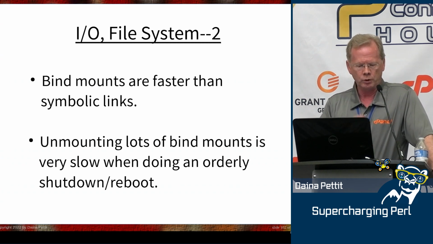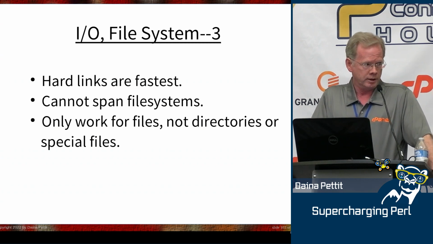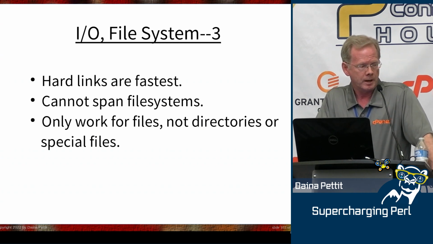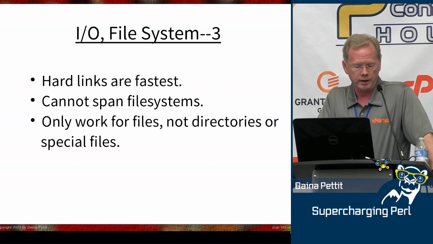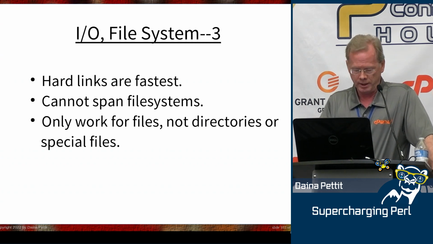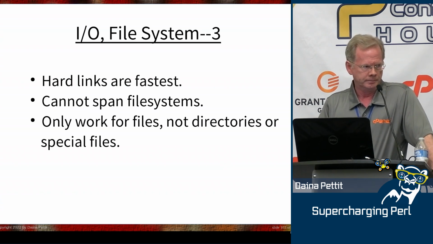Also, bind mounts have an advantage that they can work on files and on directories. Whereas hard links are fast, because they're just essentially yet another directory entry for a file. They point to the inode for the file, so they're just as fast as the original file entry. But they have a problem that they only work on files and they do not work on directories, and they cannot span file systems. So they have to be on the same device, and that's because they're pointing to an inode.